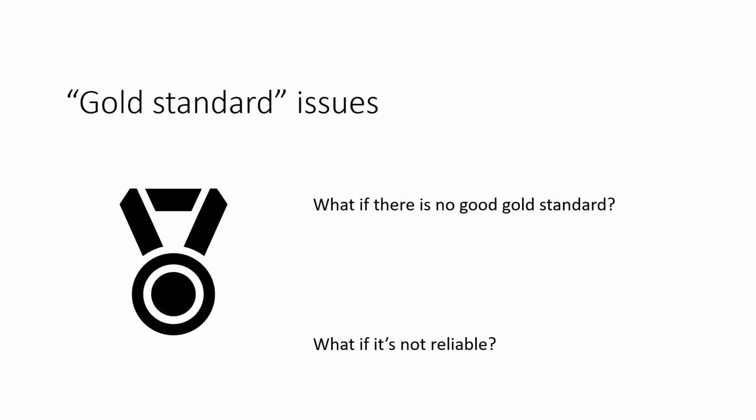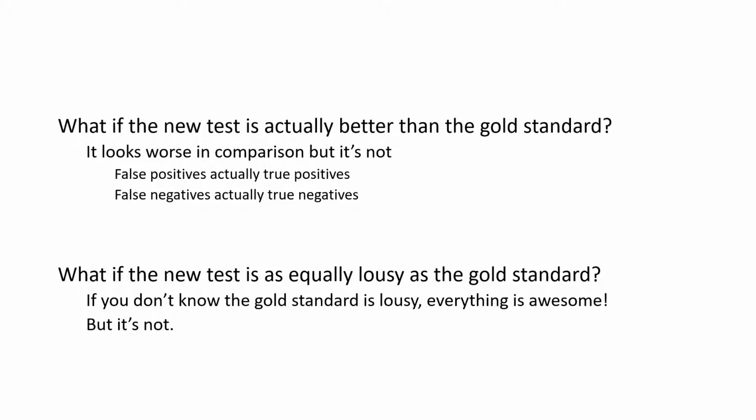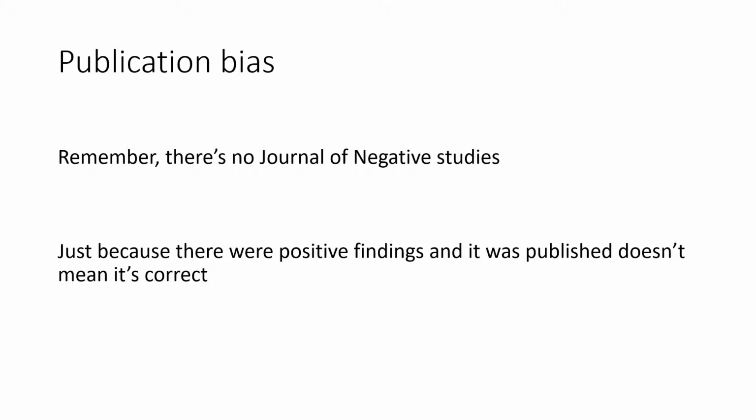Issues like we talked about in the first video, some gold standard issues. What if there is no good gold standard, or what if it's not reliable? What if the new test is actually better than the gold standard? And we talked about this. And what if the new test is better, but it may look like it's worse in comparison, for example? Or if your new test is just as bad as your gold standard, and if you don't know your gold standard is not very good, it looks like your new test is doing all right, but it may not be, unfortunately. It's also very important to remember publication bias and remember there's no journal of negative studies. Just because there were positive findings published doesn't mean it's correct necessarily.